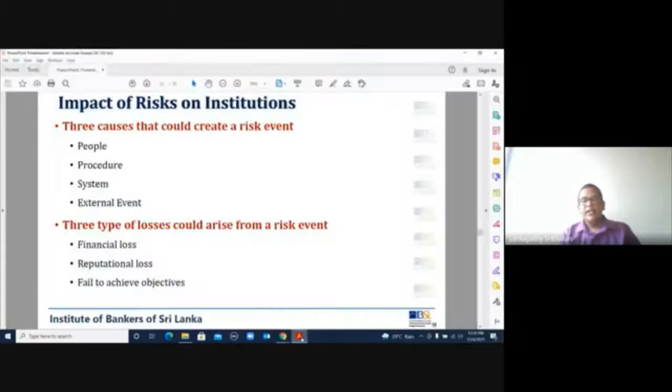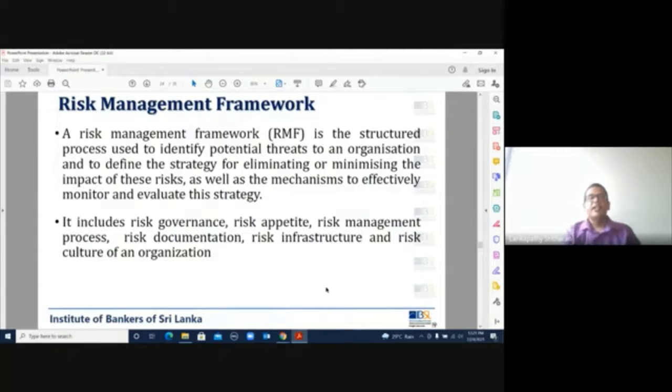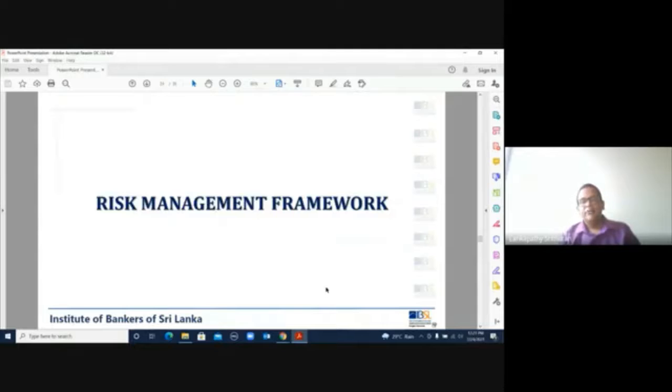Otherwise, actually, we have to start the new section, the risk management framework. Of course, that is something different section. Because due to the time constraint, I can't finish it. So I'm thinking to take it to the other class. So if you have any question, you can ask in the previous section.